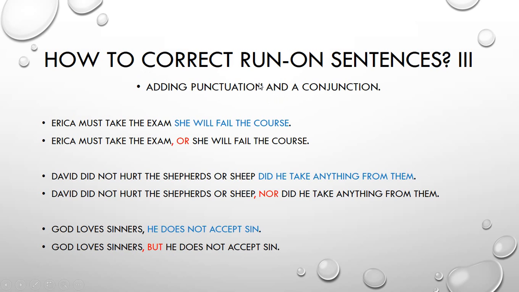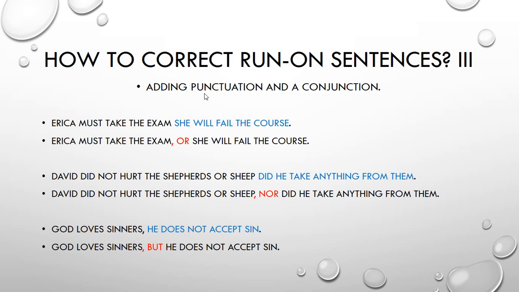This one, if it is necessary to add the punctuation, because sometimes we are going to have some sentences containing a comma but needing to add a conjunction. So the first example we have, it says Erica must take the exam. She will fail the course. Since we don't have punctuation, we're going to add it. And we're going to add a conjunction also. Erica must take the exam, comma, or she will fail the course.